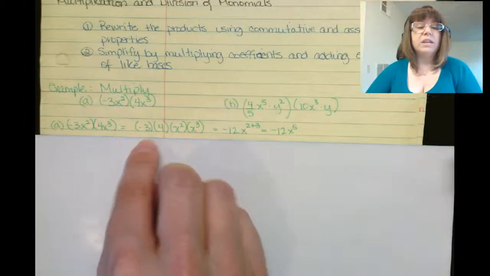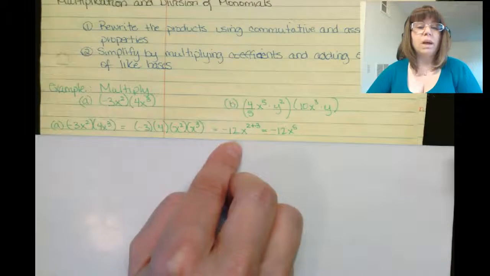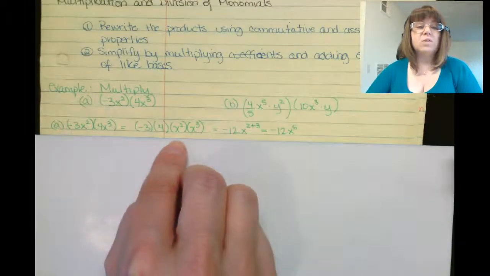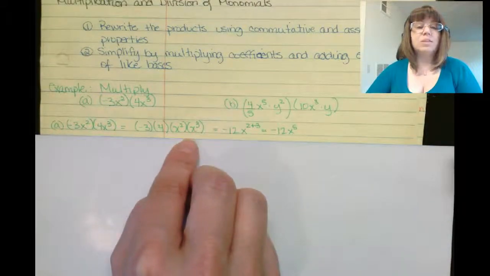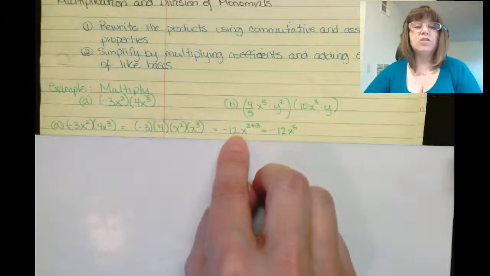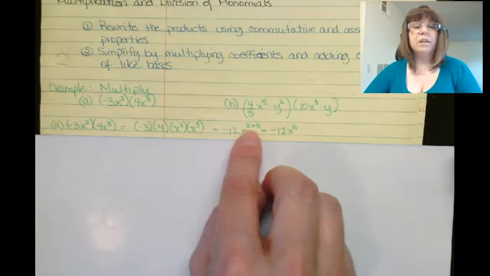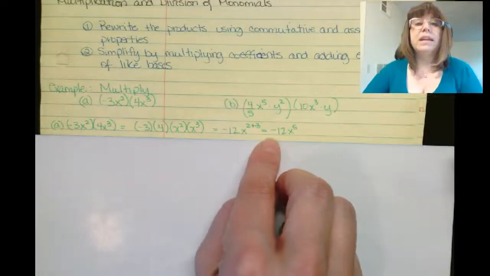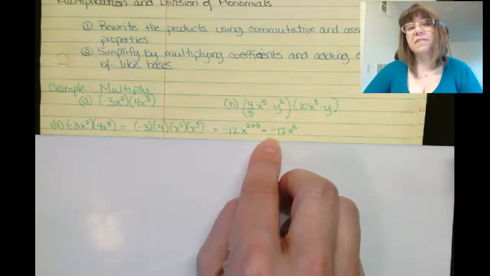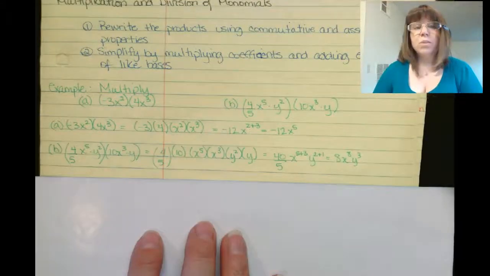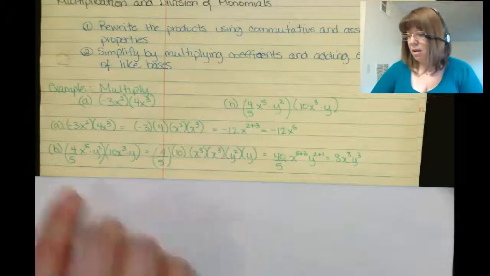Well, -3 times 4 is -12. X squared times x cubed is going to be x to the 2 plus 3, leaving me with -12x to the fifth. Let's work through the second problem.